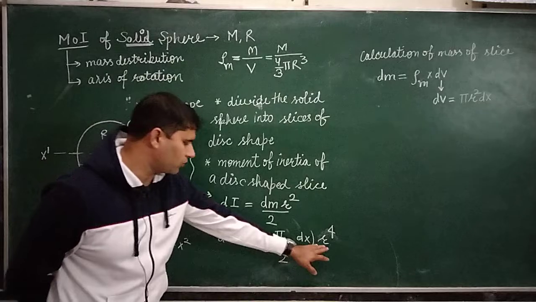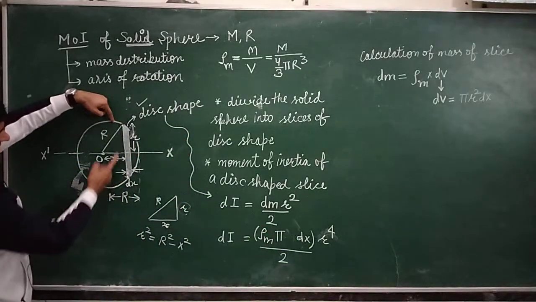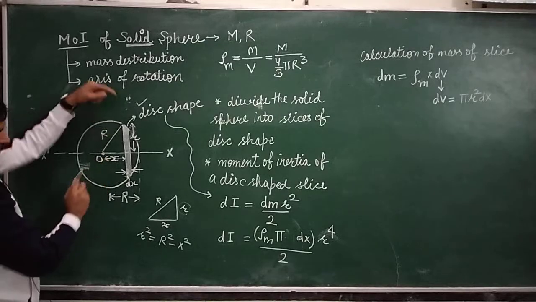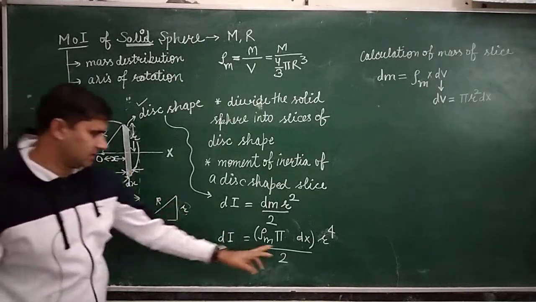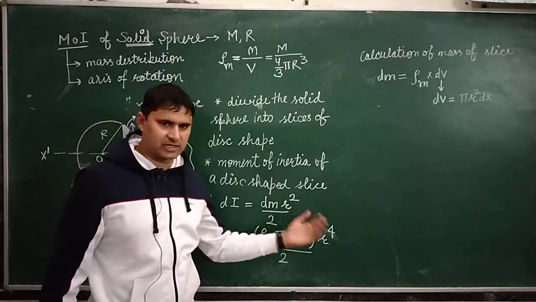Now you are to put the value of r. You see here two variables are there. If you take this slice here, then the radius will change and x will change. So we have two variables here, one is x and another is r. So we have to eliminate one of the variables.